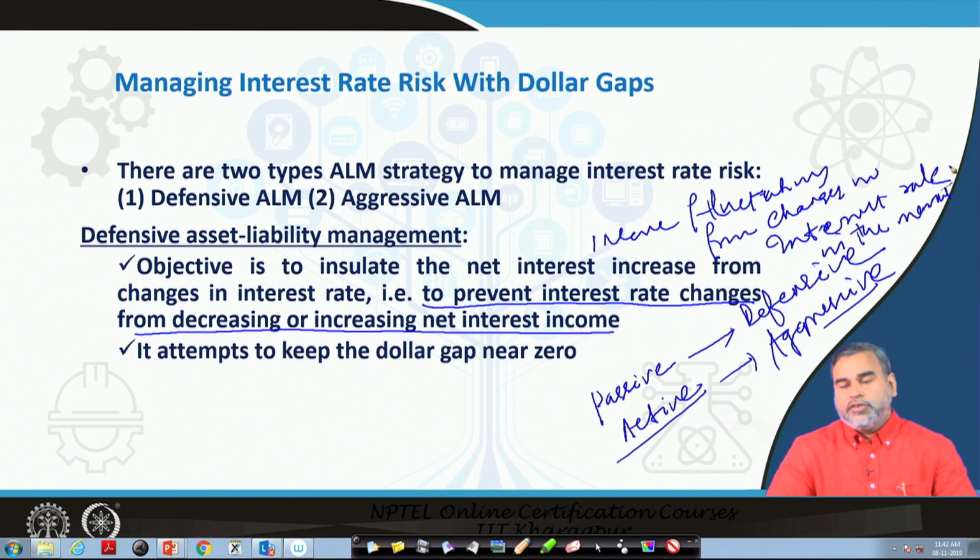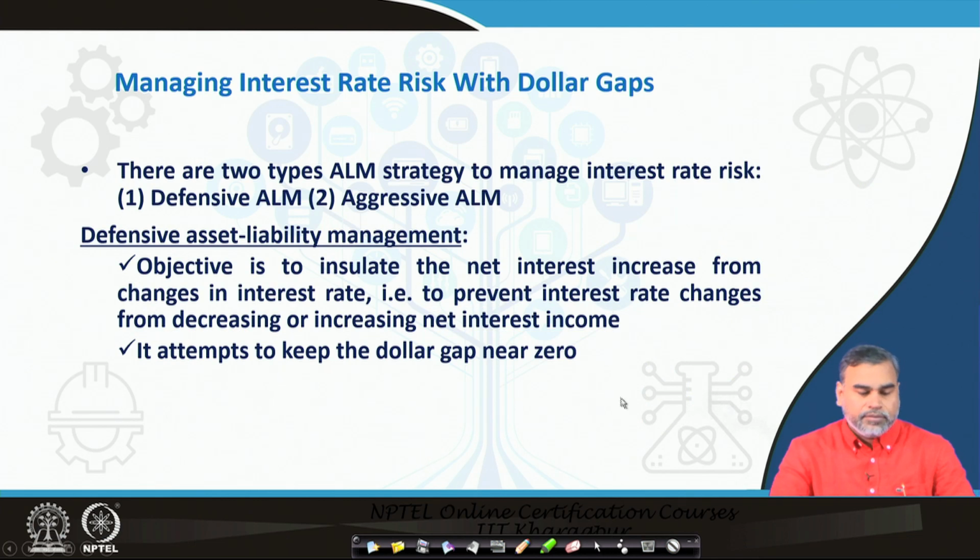The second line is more clear, that means to prevent the interest rate changes from decreasing or increasing net interest income. Interest rate is not in the hand of the commercial bank, but the fluctuations of the net interest income can be controlled by them if they can make some kind of adjustment such that their dollar gap will be equal to 0. Then obviously, the total impact on the net interest income will be nullified, and there will be no change in the net interest income.